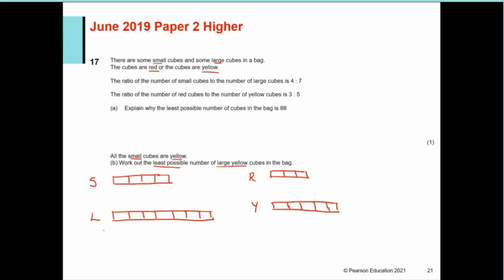So if we say, right, okay, well, let's start with that. Let's start from that point of 88. Then we know that in this small bag here, in the small cubes, if all of this here is 88, and we do 88 divided by 11, we get 8. So each one of these boxes is worth 8. Which means I have 32 small cubes. And all of those cubes are yellow. So I know I already have 32 yellows.